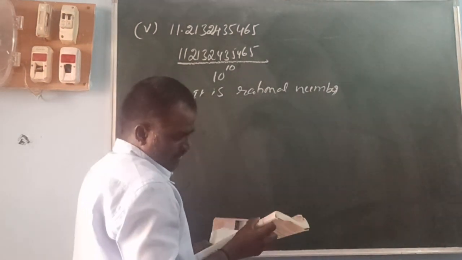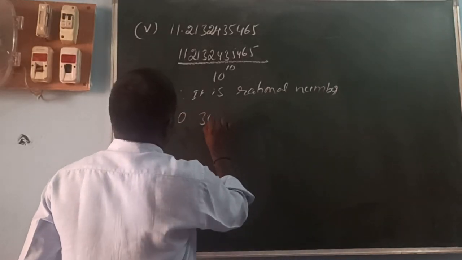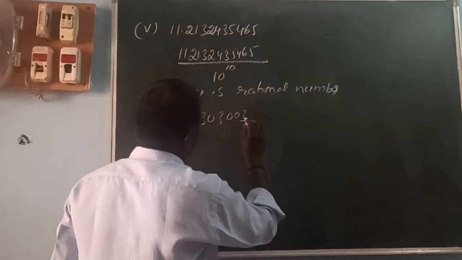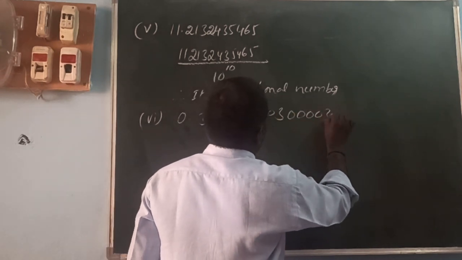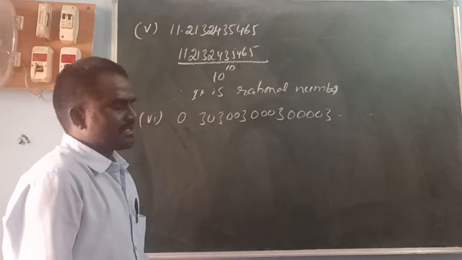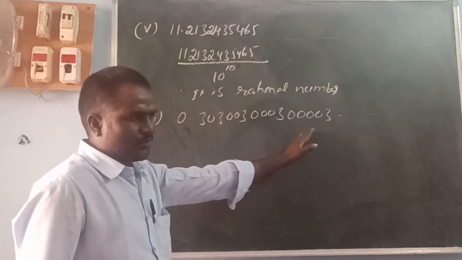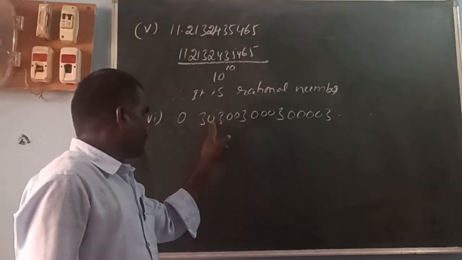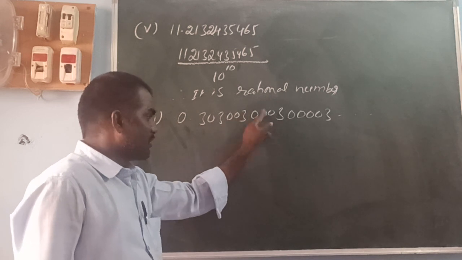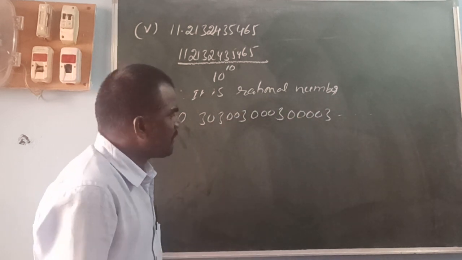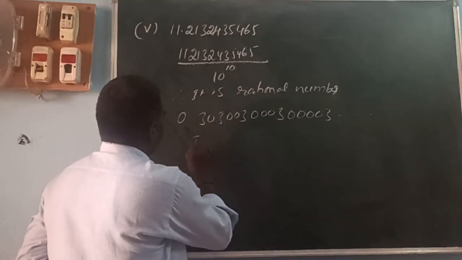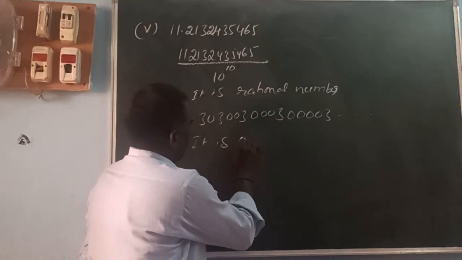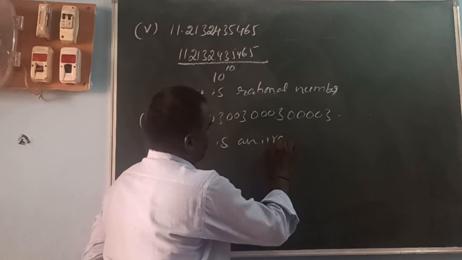Next, the sixth one: 0.303003, next 3003, and so on. Here the set of digits does not repeat continually. So this number cannot be written in the form of p by q. Therefore, it is an irrational number.